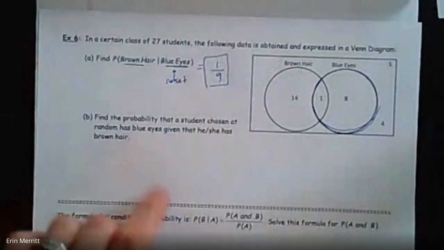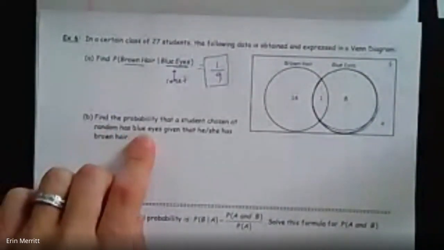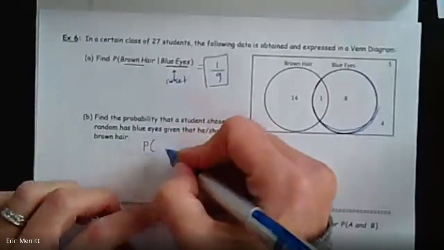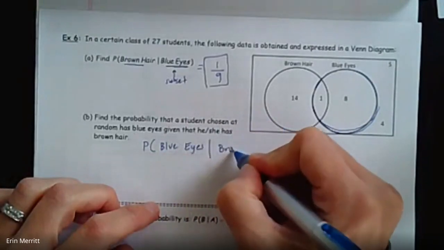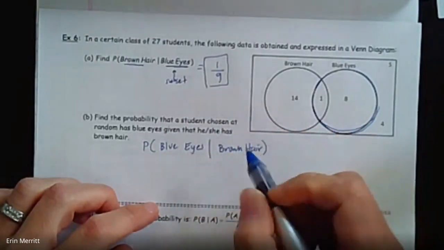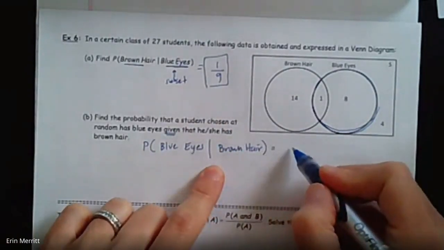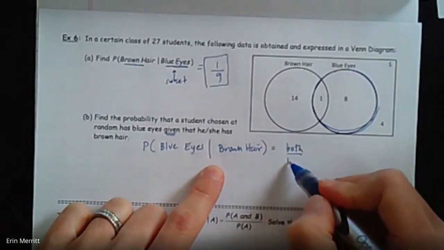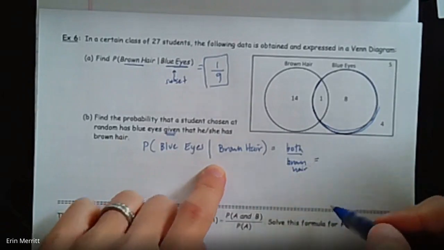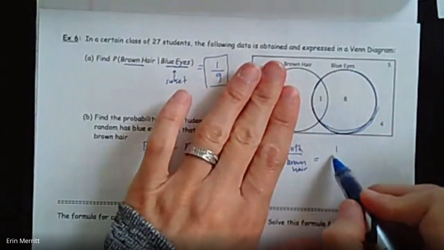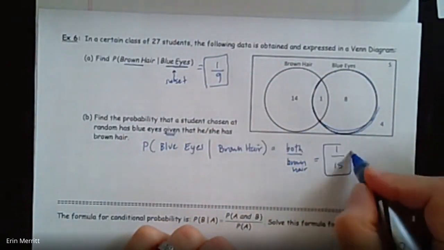It says find the probability that a student chosen at random has blue eyes given that he or she has brown hair. Well, that would read the opposite. So blue eyes given that they have brown hair. So look for that word given, and then you know that this is your setup. So in this case, I need both, but then you're dividing by the brown hair part of it this time. So the both would be the 1. The brown hair part, I've got a total of 15 people there. And there you go. All right.